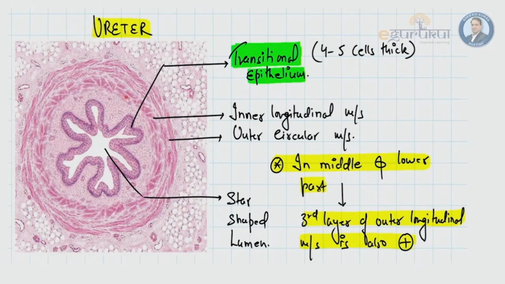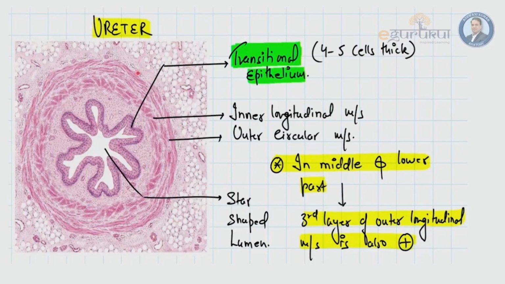Then followed by the lamina propria we have, and look at this thick muscle coat. Just like other parts, we have an inner longitudinal muscle and outer circular muscle, and because of the push of these muscles, the lumen inside is star-shaped. So that also is a feature here. We have a star-shaped lumen in the ureter, and that is because of this thick coat of the inner longitudinal and the outer circular muscle.